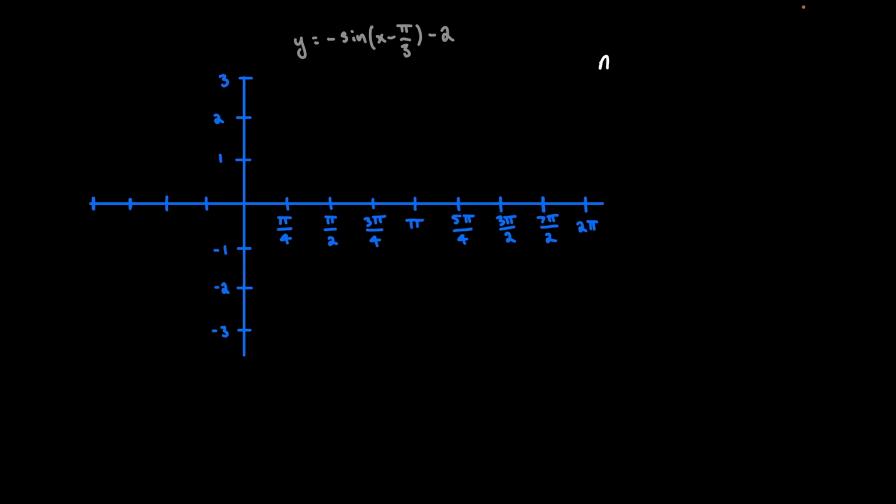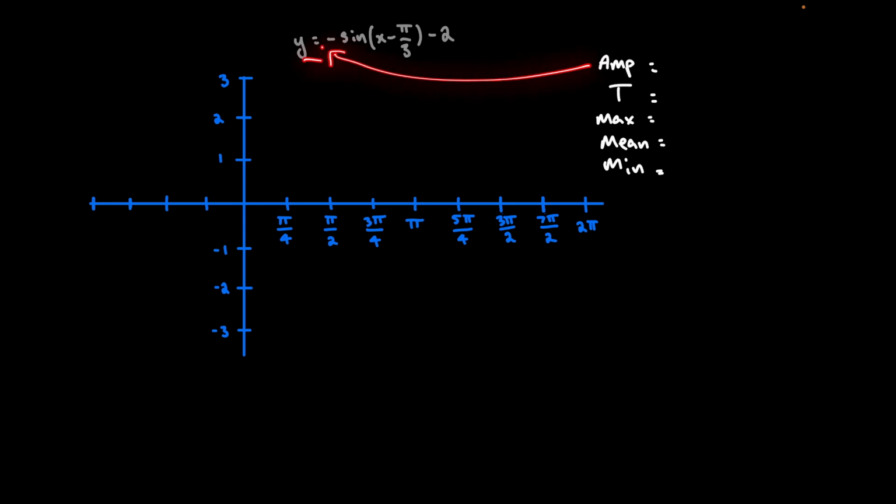We need the amplitude, the period, which in this case I'll just say is capital T. We need the max, the mean, and the min. Okay, so let's work each of these out. The amplitude is simply just the value of A. In this case, A is minus 1, but for the amplitude, we don't really care about the sign, we just care about the actual size of the amplitude. So you can say it's the absolute value of A, which is really just the same as 1. The amplitude is just 1.